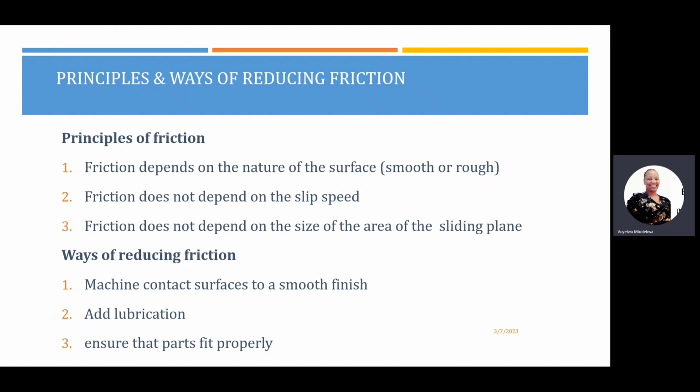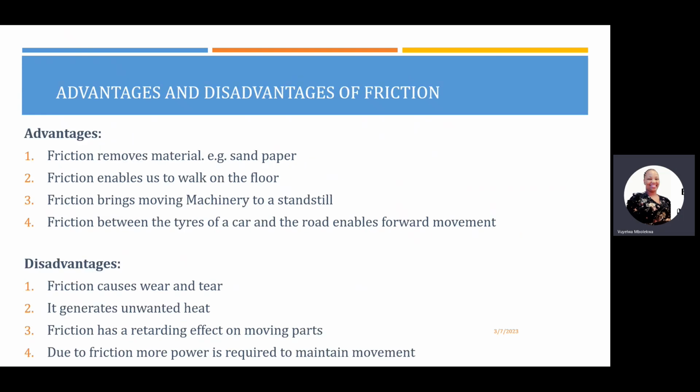And then what are the principles of friction? Friction depends on the nature of the surface. The smoother the surface, the less friction. The rougher the surface, the more friction we will experience. Friction does not depend on the speed. It also does not depend on the size of the area. How can we reduce friction? We can machine the contact surfaces to a smooth finish. We can add lubrication. We can also ensure that parts fit properly onto one another.